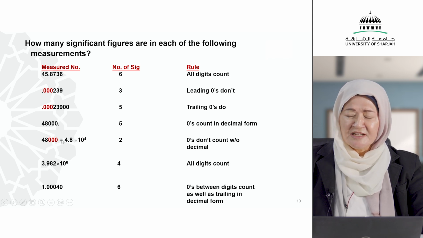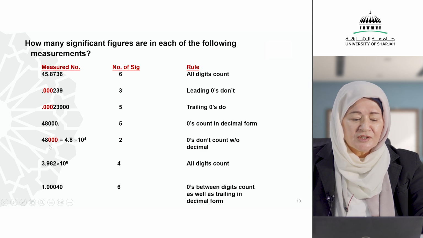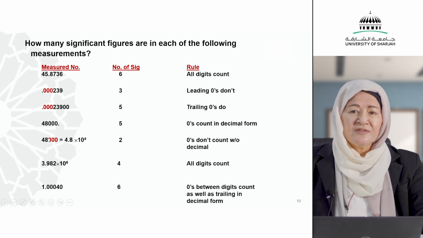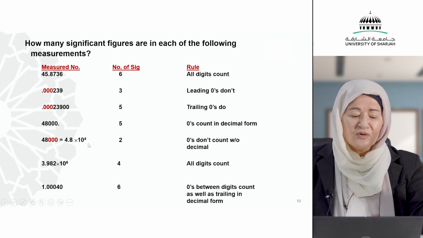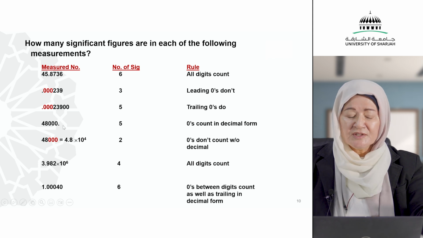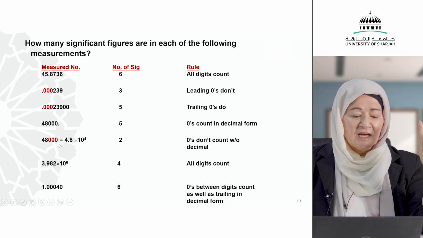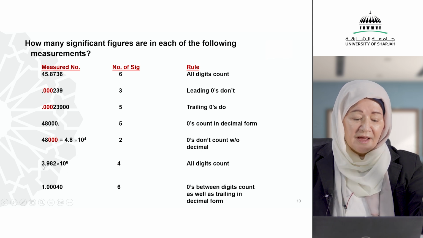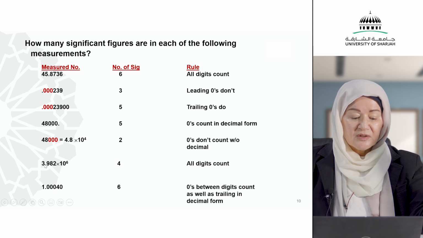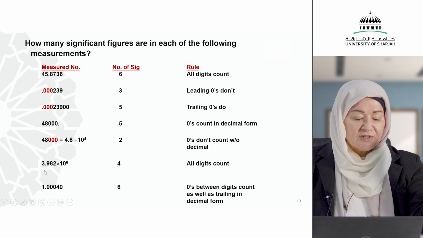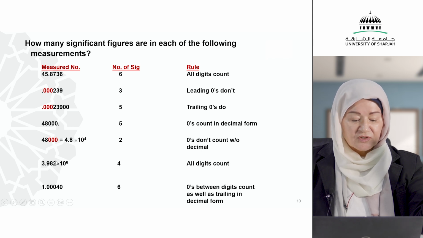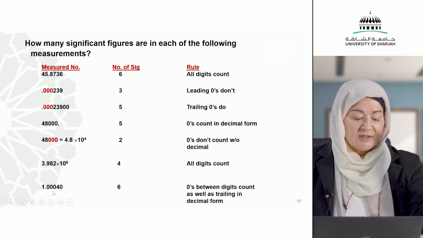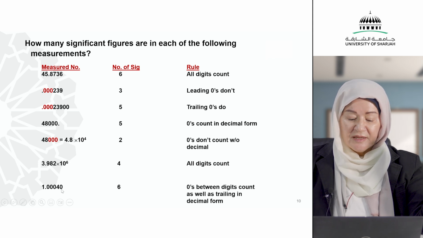48,000, but in this case I don't have a decimal. So I consider it as 2 significant figures, 4.8 times 10 to the 4. Pay attention to this. If I have a decimal, I count the zeros. If I don't have a decimal, I don't count the zeros. Here I have scientific notation: 3.982 times 10 to the 6. So I count the 4 digits, and it is 4 significant figures. And here, of course, I count the zeros in between and the zeros at the end, and I have 6 significant figures.